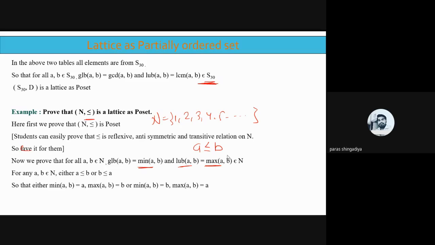Okay, so what is the possibility of minimum and maximum? Suppose the first condition is a less than or equal to b, then what will be the minimum of a, b? That is a itself, because a is the smaller value and b is the bigger value. So the minimum of a, b will be a, and the maximum of a, b will be b, for the case a less than or equal to b.